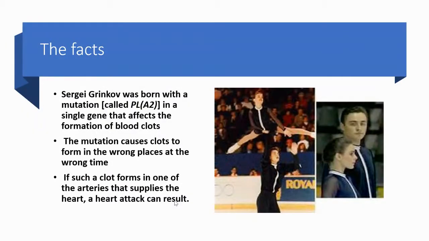So here are the facts. Sergei was born with a mutation called PLA2 in a single gene that affected the formation of blood clots in his body. This mutation caused clots to form in the wrong place at the wrong time. And if such a clot forms in the artery that supplies the heart, a coronary artery, a heart attack can ensue.